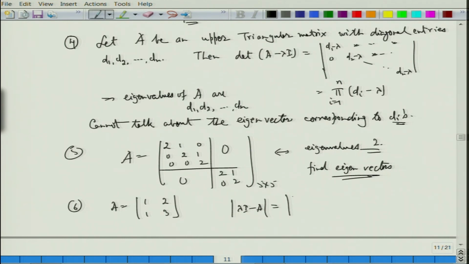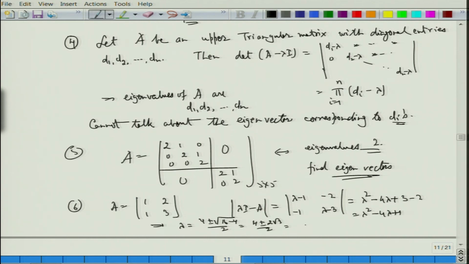So this is the same as the determinant of lambda minus 1, minus 2, minus 1, lambda minus 3, which is the same as lambda squared minus 4 lambda plus 3 minus 2, which is lambda squared minus 4 lambda plus 1. I hope I have done it correctly. I am very bad at calculation, as I said. So this will imply that the roots of this are 4 plus minus square root of b squared minus 4ac upon 2, which is the same as 4 plus minus 2 root 3 upon 2, which is the same as 2 plus minus root 3. So you have eigenvalues here. You can look at eigenvectors also, you can compute them accordingly. So compute eigenvectors for yourself.